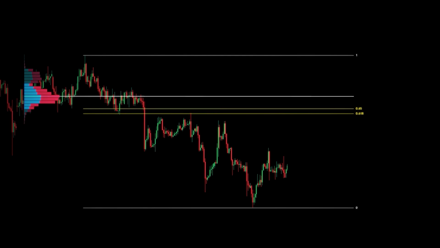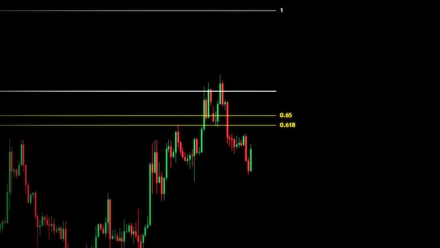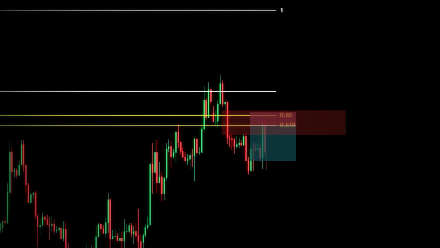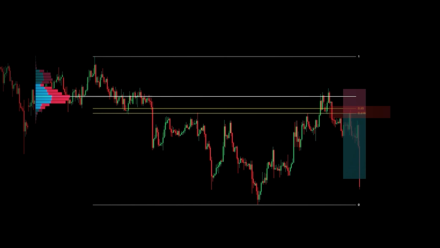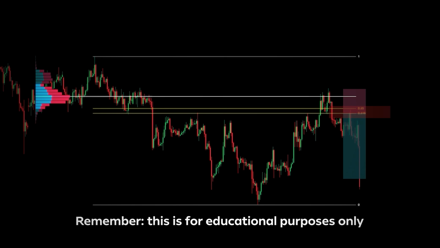Later, price retraces, taps the point of control, gets rejected hard, breaks the recent low, and leaves a clean bearish fair value gap. That's our short entry. Stop loss set above the recent high. Target the next major support or low volume node below. Remember, this is for educational purposes only. Always use proper risk management.